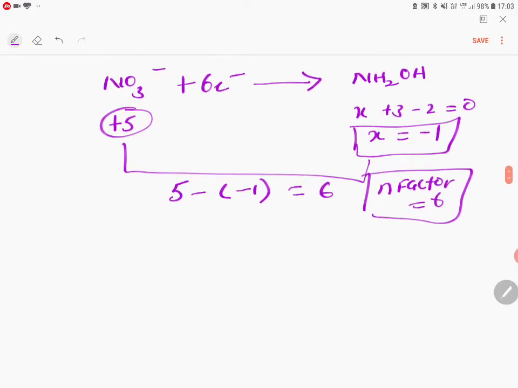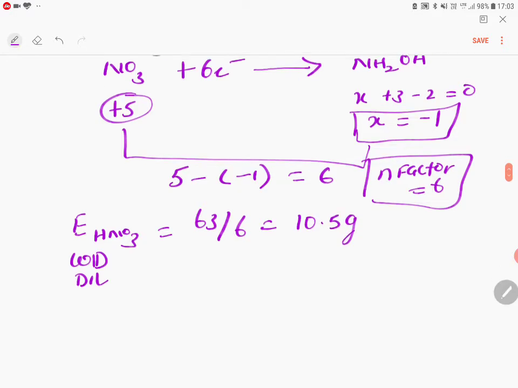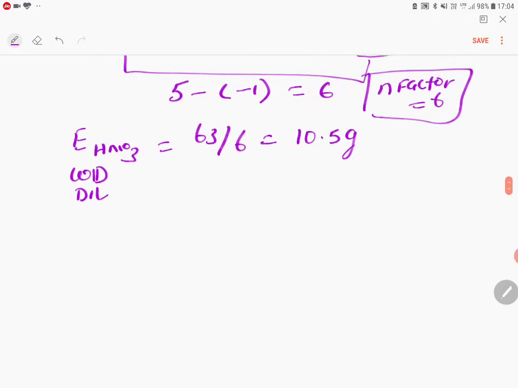Therefore, the equivalent mass of nitric acid when it is cold dilute, the condition is very important, is equal to molar mass of nitric acid divided by 6. If you simplify this, you get approximately 10.5 grams. Therefore the equivalent mass of cold dilute nitric acid is 10.5.